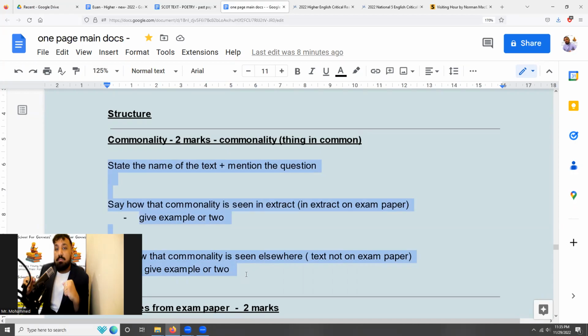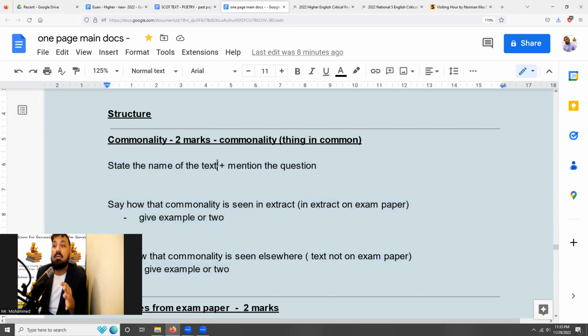So first of all, you're going to begin by stating the name of the text. Now, if it's just one text like Jekyll and Hyde, then you just mention Jekyll and Hyde. If it's more than one text, like you're doing two poems, you mention the two poems. So for example, you would say Basking Shark and Assisi, two names. Originally and The Way My Mother Speaks, two names. Or if you're just doing one, Jekyll and Hyde, one name.